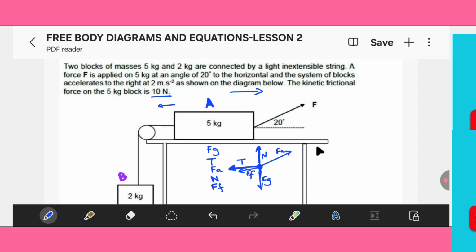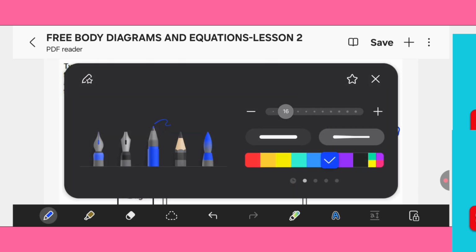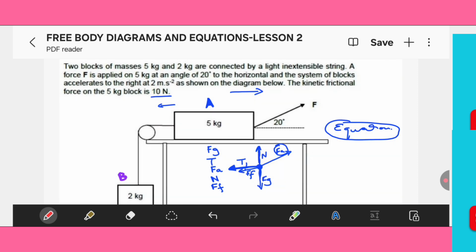And now to formulate our equation of motion, what can we do? We know that for our equation, we take all the forces that are acting parallel to the motion. So the motion is going that way. How many forces are parallel to that? We can see that we're having 1, 2. But this force, even if it is not parallel, has a component that will be parallel to the motion.